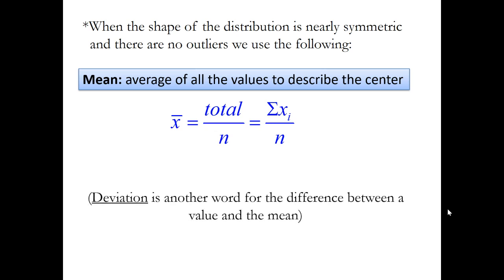Deviation is just another word for difference between that value and the mean. So if I said what was an individual deviation, I would take that individual data value and subtract the mean and figure out what's the difference between them. Variance is the average of the squared deviations. So I'd take all the deviations, square them, take their average by summing them and dividing by how many I had, and come up with a variance.